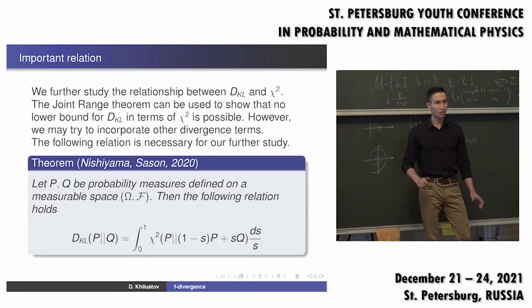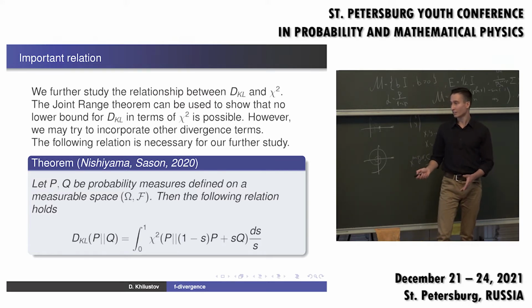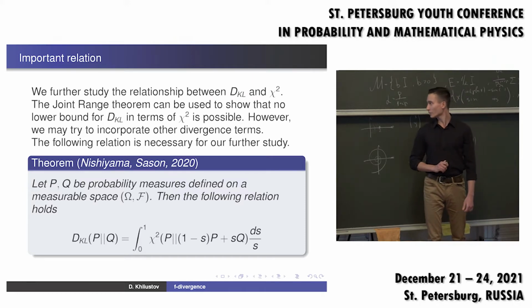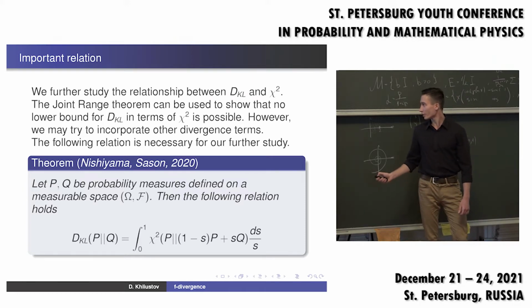However, it is not always possible to provide bounds in this way. More specifically, the lower bound for Kullback-Leibler in terms of chi-squared cannot be obtained in this way. It becomes a trivial zero lower bound. In order to provide it, we need first to prove the following theorem by Nishiyama and Sason.